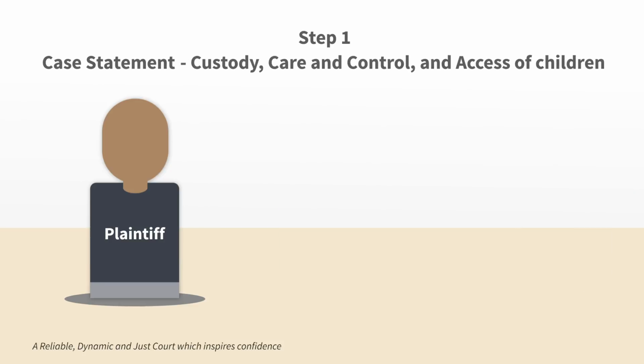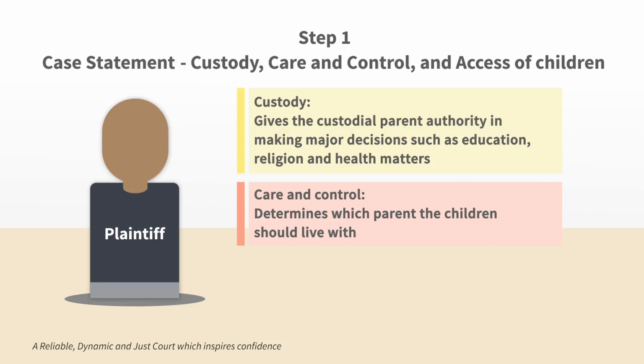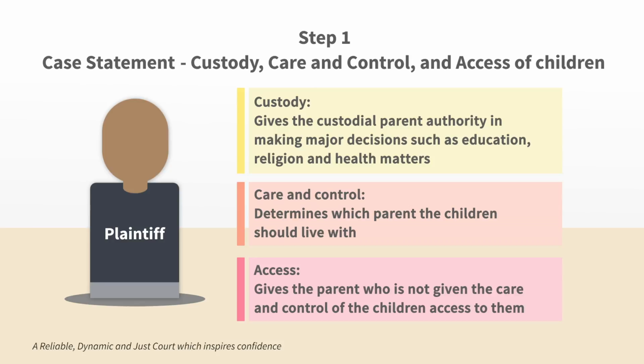There are 3 terms that you should know pertaining to the order on your children. Firstly, the parent who has custody has the authority in making major decisions such as education, religion, and health matters. Secondly, care and control determines which parent the children should live with. Thirdly, the parent who is not given care and control of the children is given access to them.